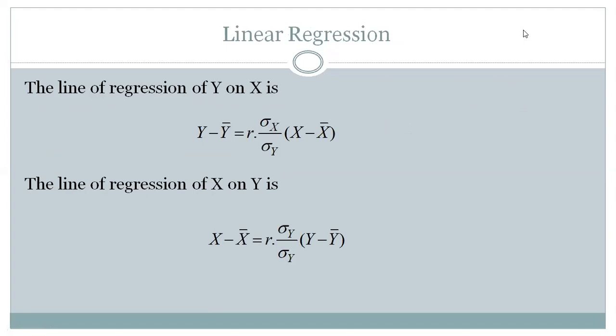And the line of regression of y on x. To calculate y, if x is an independent variable, the formula is y minus y bar equal to r into sigma x by sigma y into x minus x bar. Here, y bar represents the average of the data y. R represents the correlation coefficient, and sigma x denotes the standard deviation of x, and sigma y denotes the standard deviation of y, and x bar is the average of the data.